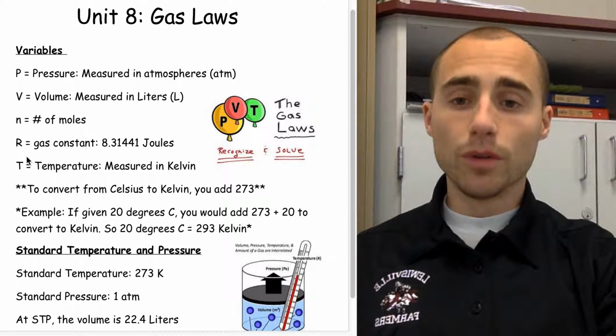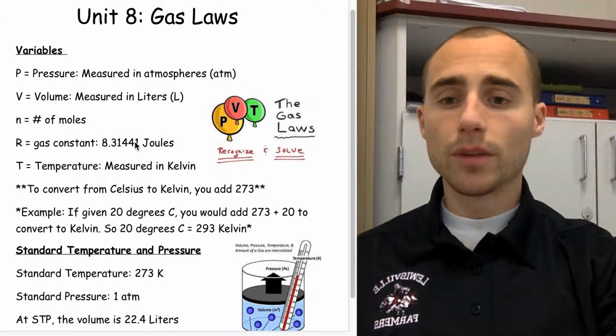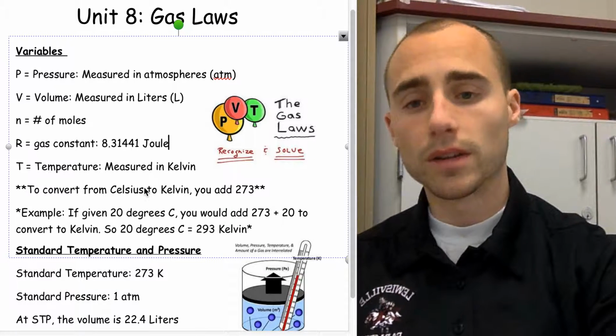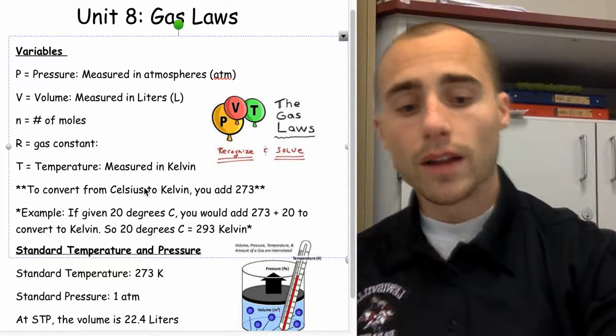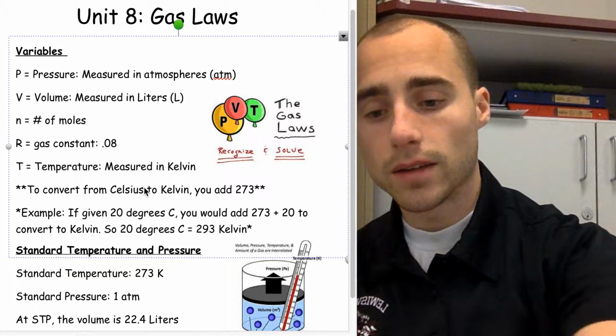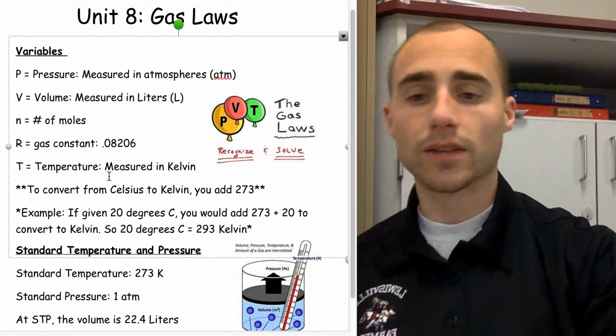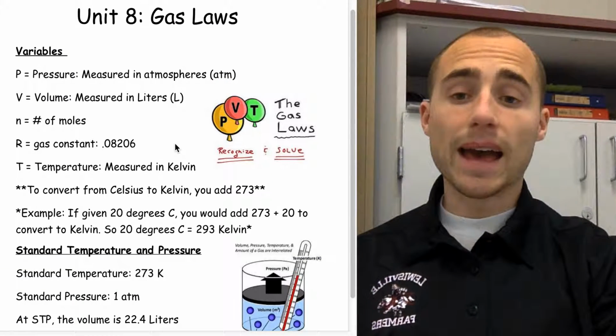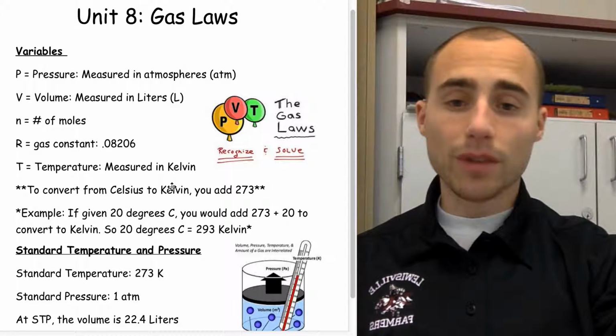n is the number of moles. R is the gas constant. This is the version we originally started with, but in the equation you always want to use 0.08206 for R, the gas constant. T is the temperature, measured in Kelvin.